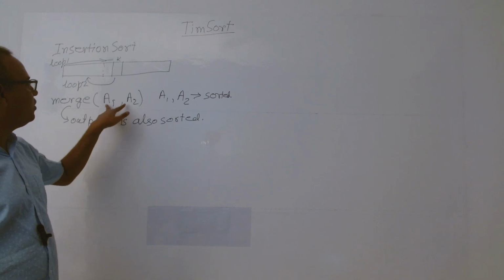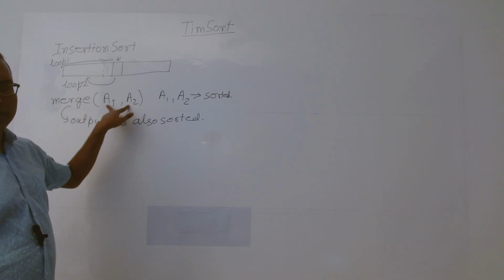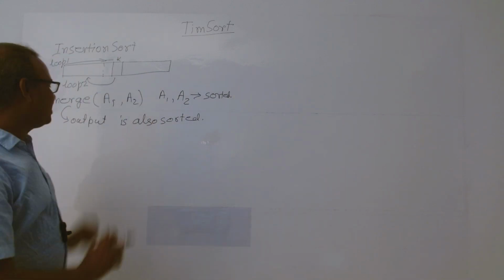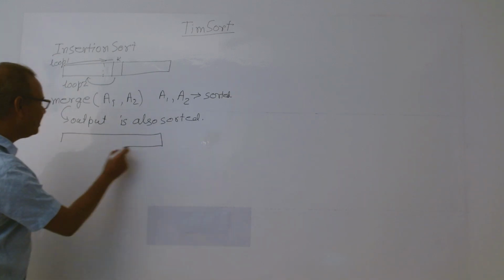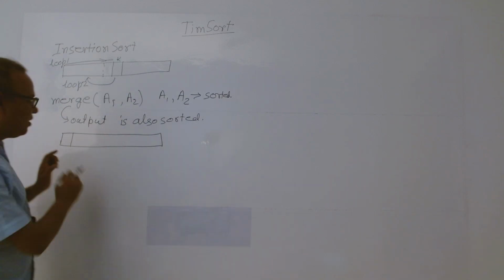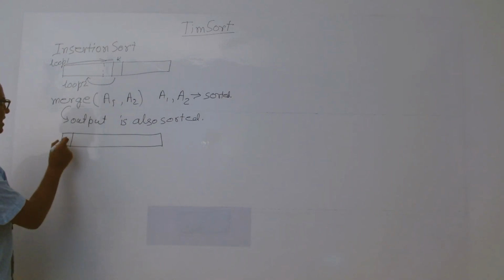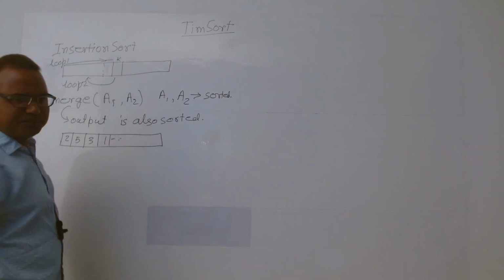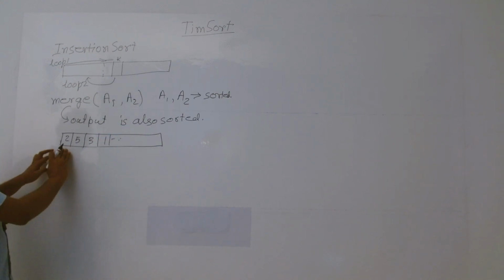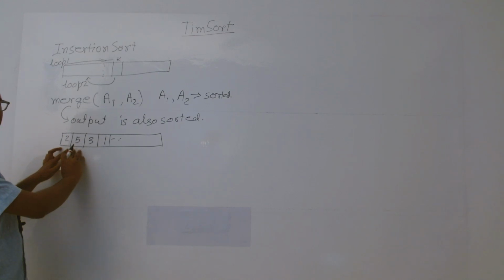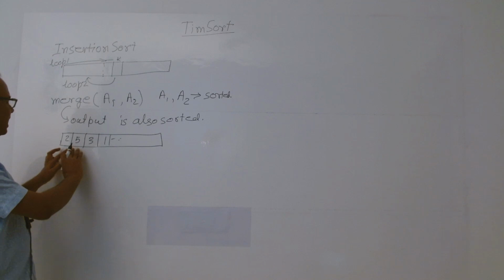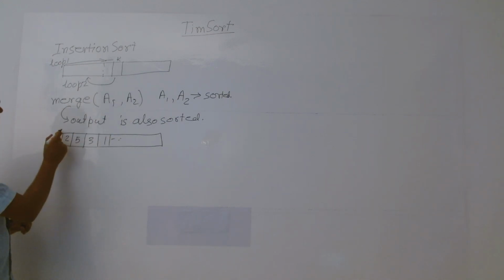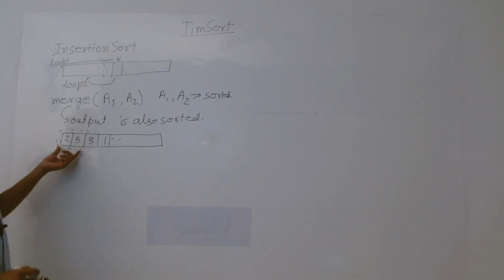We have to take care of one thing. What is the size of A1 and A2? If they are equal, we get the lower complexity. If they are not equal, for example, let's say I have an array of elements and I have started merging on the left side. Let's say the elements are 2, 5, 3, 1, whatever. I take the first element as A1 and the second element as A2. Both are singleton sets, so both are sorted. We can run the merge function and merge them into one array of size 2.